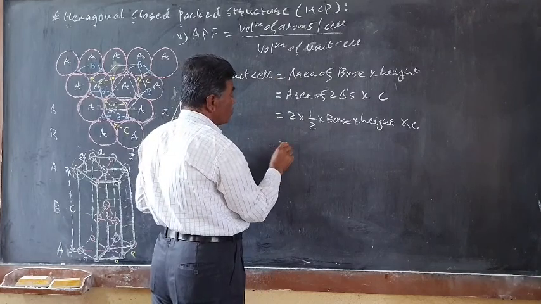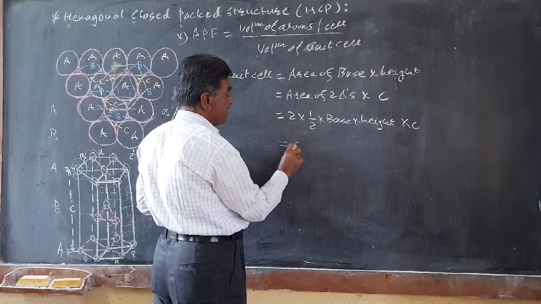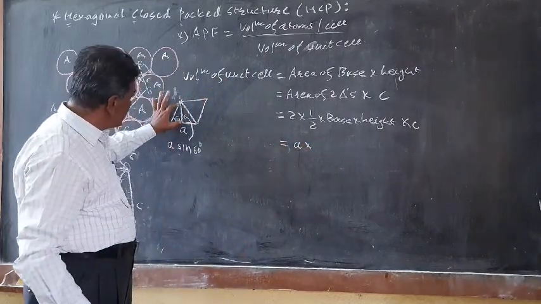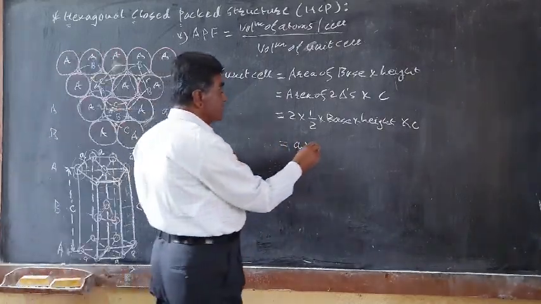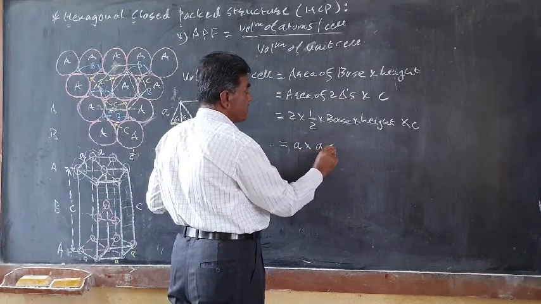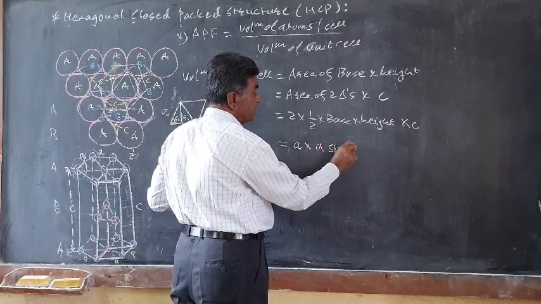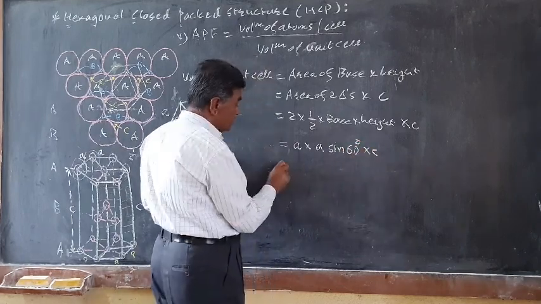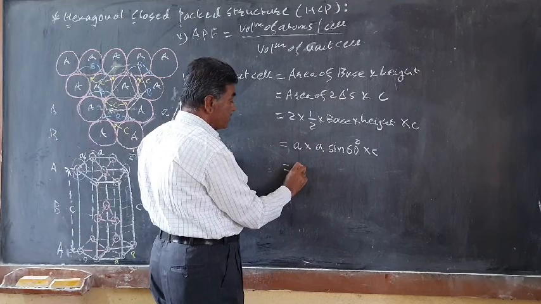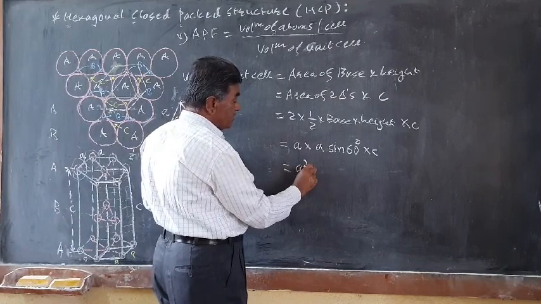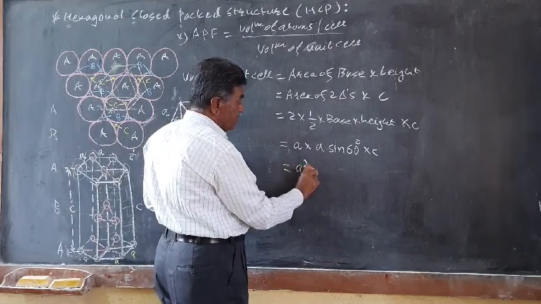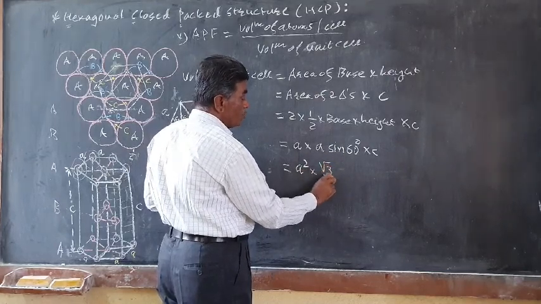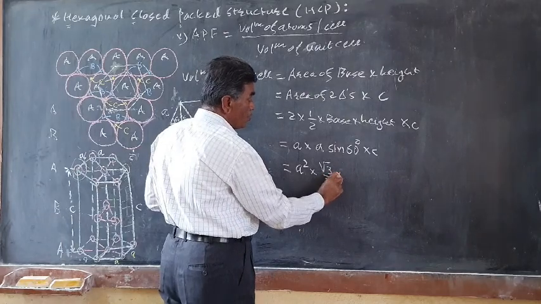So the 2 gets cancelled. The base side is nothing but A, and the height of the triangle is nothing but A sine 60 degrees, into C. So this comes out to be equal to A square into the value of sine 60, which is root 3 divided by 2, into C.